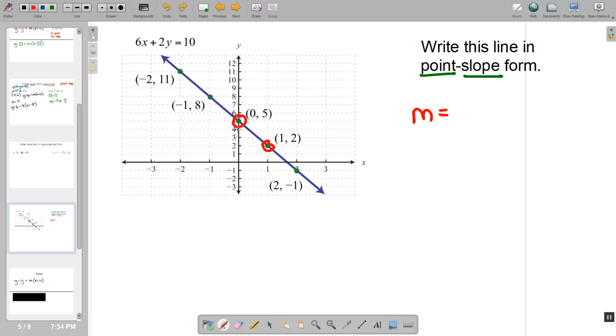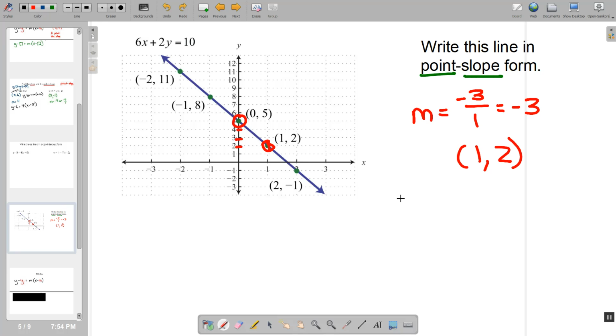My slope is going to be rise over run. So I'm going to rise -1, -2, -3. And then I'm going to run +1. So that makes it -3/1, which makes my slope -3. Now I can pick any of these ordered pairs. So I'm just going to pick 1, 2 right away and use that.